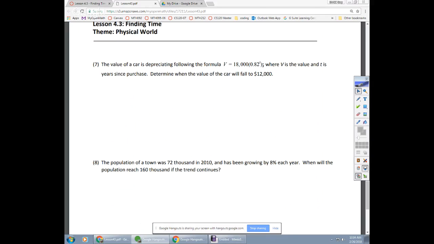So we've got a car depreciating. So if the growth rate is 82%, what's it depreciating by? How much is it losing each month, each year, sorry?